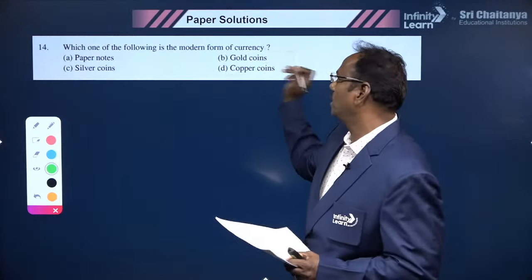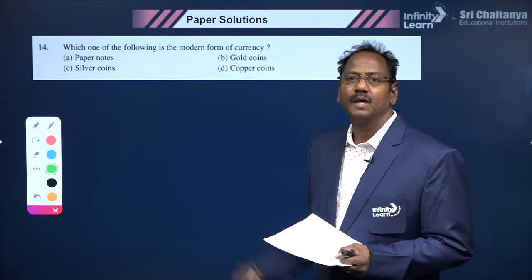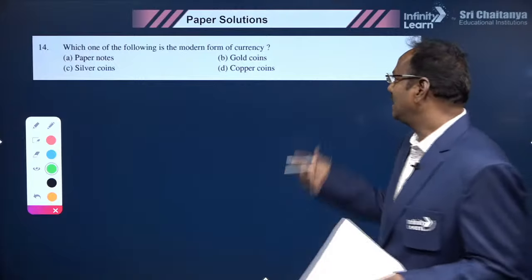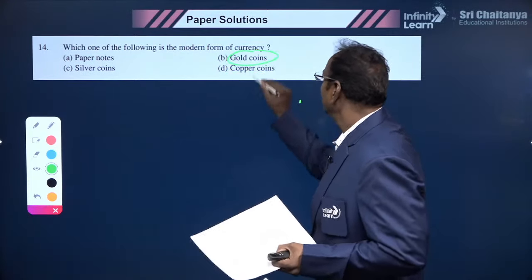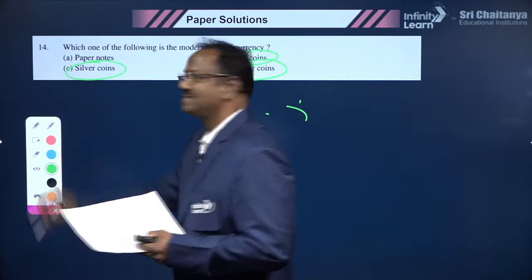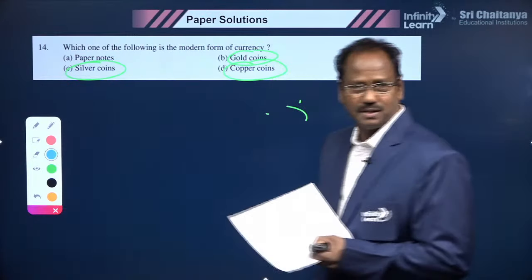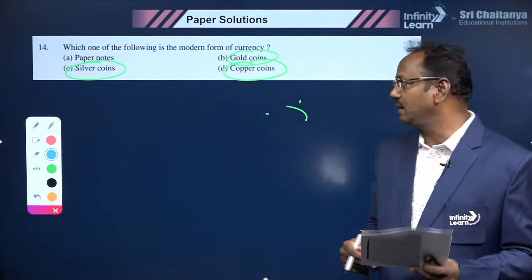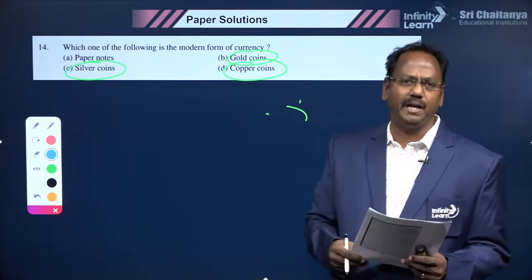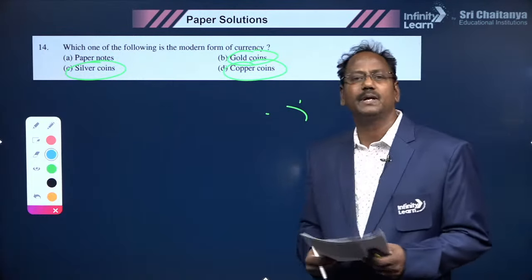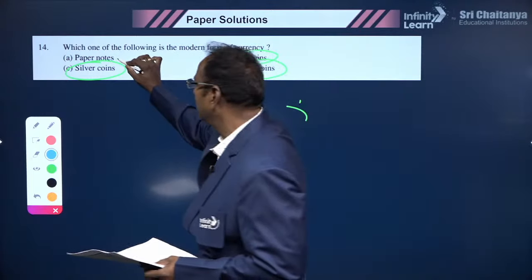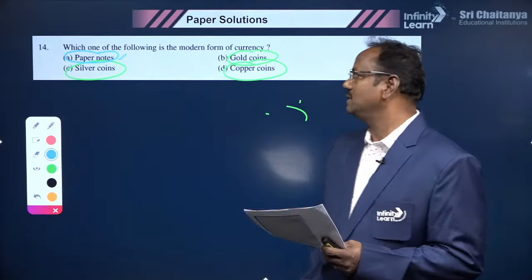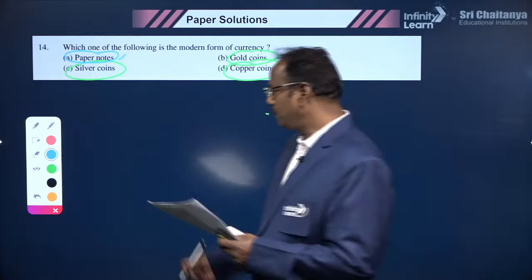Which of the following is a modern form of currency? Paper notes, gold coins, silver coins, copper coins. As we all know, gold, copper and silver coins were widely used during ancient times, when we had greater kingdoms, and often in the medieval period too. But in the modern age, paper notes have become the most important. So the answer for this question is paper notes. Question 14, answer A. Then we go for the next one.